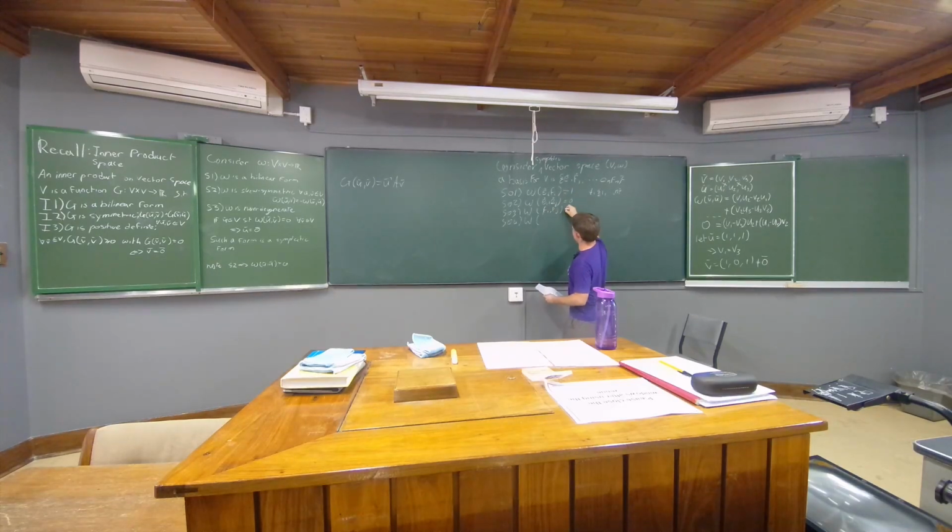Sorry, typo. And for all i not equal to j, for all i not equal to j. Have I got this the right way around? Yes.